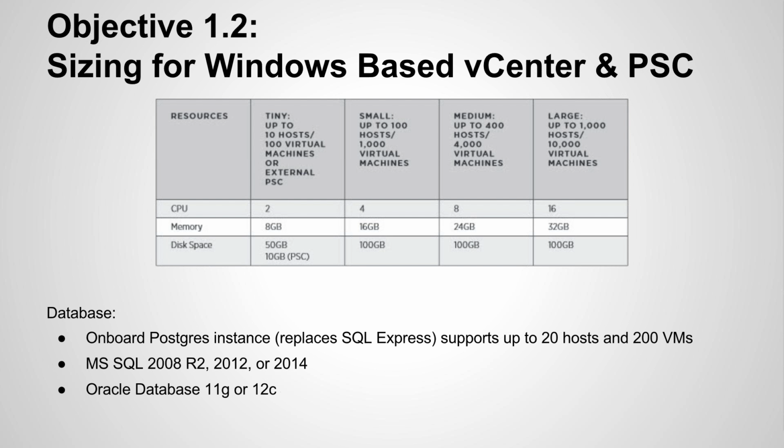So the database options is where it gets interesting. Key point there is SQL Express is no more. It's actually going to be replaced by the onboard Postgres instance. And if you are upgrading a vCenter instance that has SQL Express in use, it gets migrated over to a Postgres instance. Now that Postgres instance supports up to 20 hosts and 200 VMs, so it's pretty SQL Express-like.